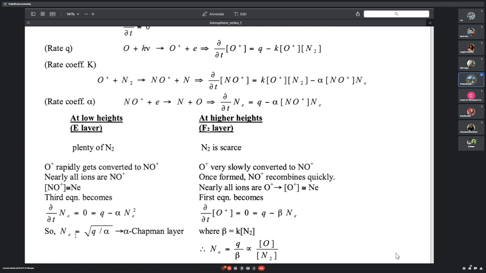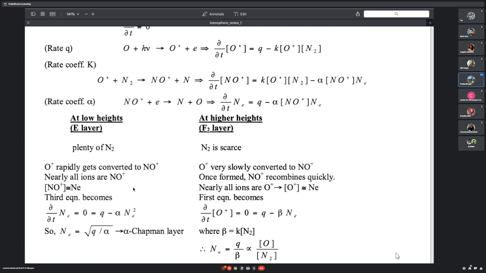So this is a very familiar equation. From the Chapman layer discussion, we already know that Ne is equal to the square root of Q by alpha. So this is an alpha Chapman layer. So the E layer basically is an alpha Chapman layer, because of the large presence of N2, which gives you abundant NO plus, which again combines very quickly to N and O. The rate at which N2 converts to NO plus is very quick, and the number of NO plus being large becomes nearly equal to Ne, the negative charge. So positive ions NO plus become equal to negative electrons in the E region.